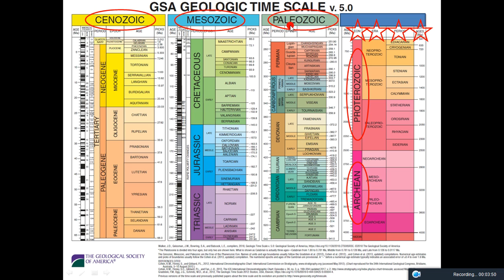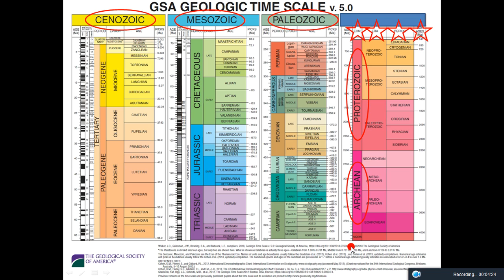Phanerozoic has 3 parts: Paleozoic, Mesozoic and Cenozoic. Proterozoic has 3 parts: Paleoproterozoic, Mesoproterozoic and Neoproterozoic. So this is the complete geological time scale, and it has been recently modified, from 2020. This last line is the 0 mark. That means this is the present, and the other end is just after the earth was formed.